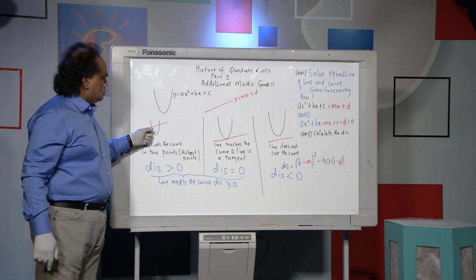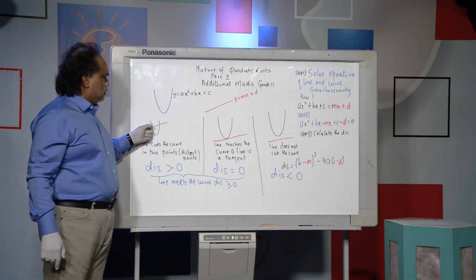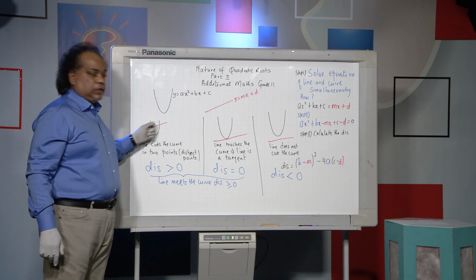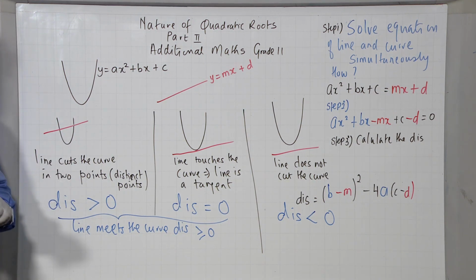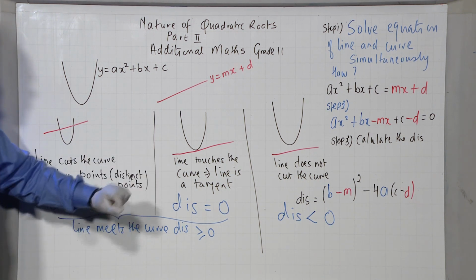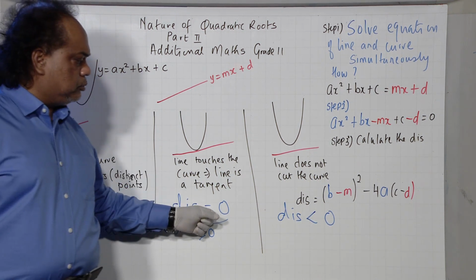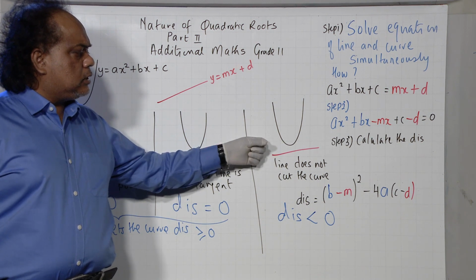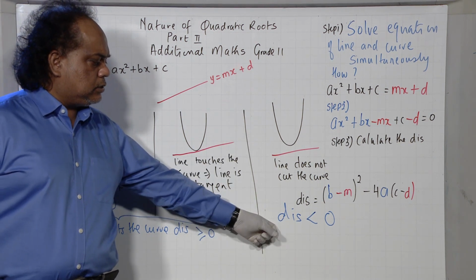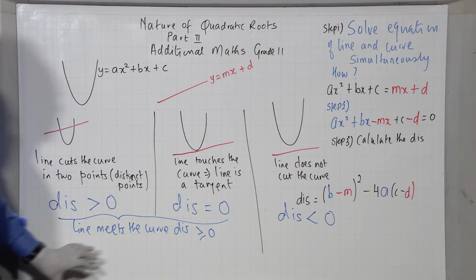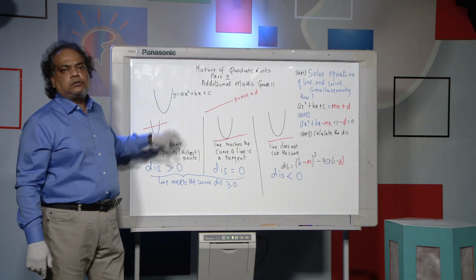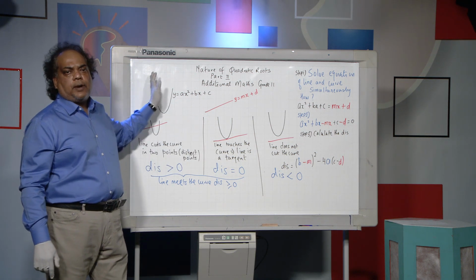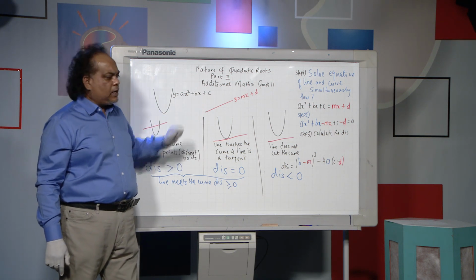For the line to cut the curve at 2 different points, the discriminant has to be positive, greater than 0. For the line to touch the curve, the discriminant has to be 0. And when the line doesn't cut the curve, the discriminant will be less than 0. So, from the discriminant, we can immediately conclude what's going to happen between the parabola and the line. We'll now take an example.